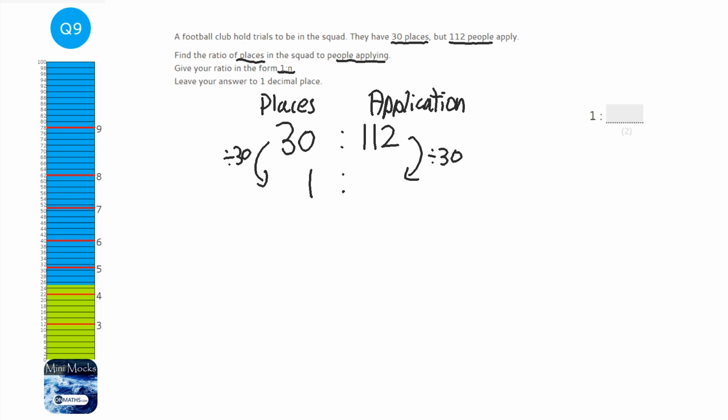So 30 divided by 30 is 1, and I get my calculator, and 112 divided by 30 is going to be 3.73 recurring. So 3.73 recurring is 3.7333333. So if it says it wants it to 1 decimal place, it's a ratio of 1 to 3.7.